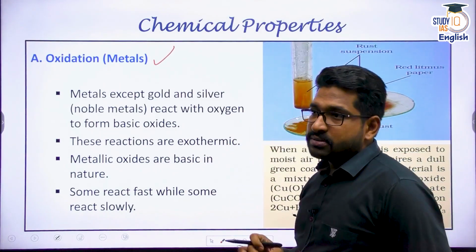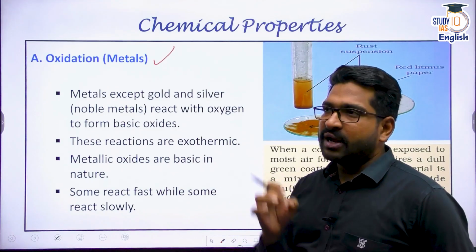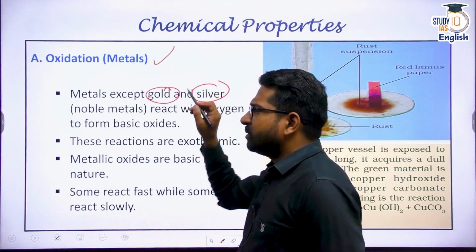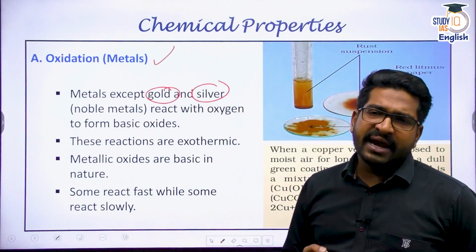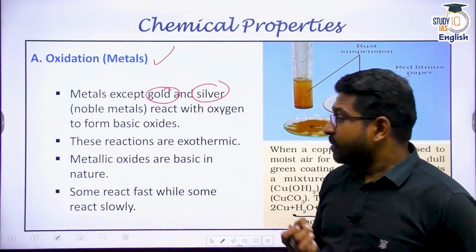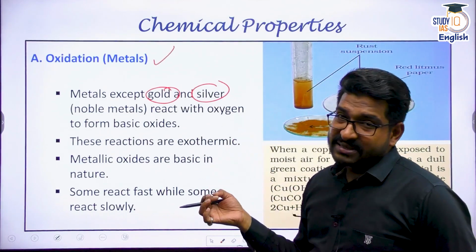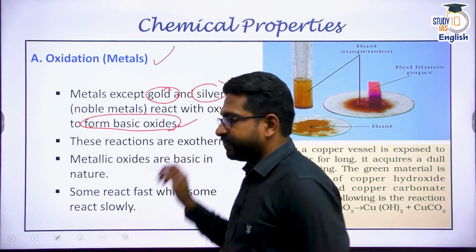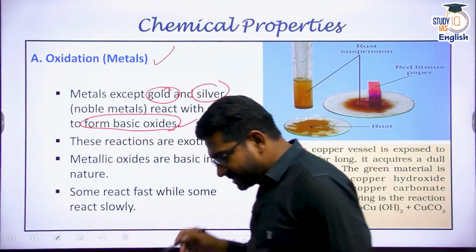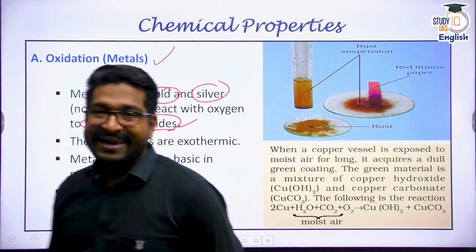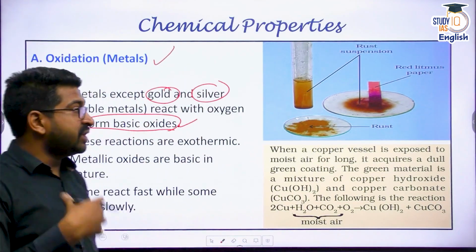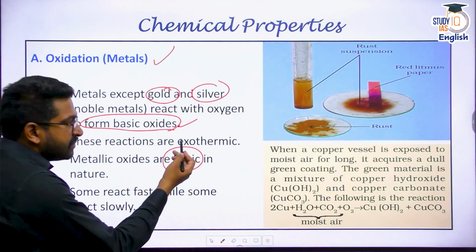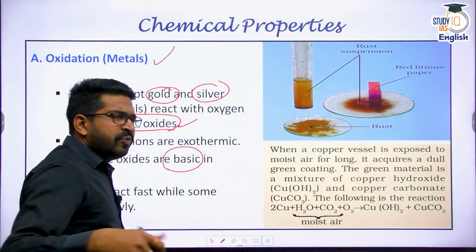So, metals, they react with oxygen. There are few metals, especially the noble metals like gold, silver, etc. They do not immediately react with oxygen. They're not oxidized. But in general, metals get oxidized to form their oxides. And these reactions are generally exothermic reactions. That means heat is generated. And metallic oxides are basic in nature. Please remember this.